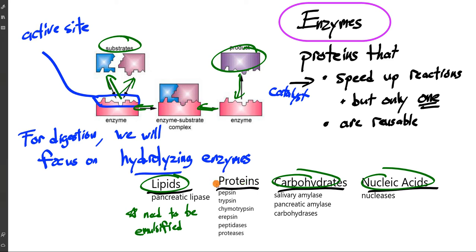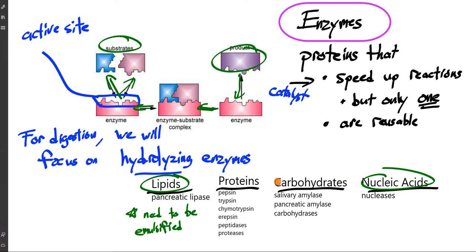For proteins, we have a bunch of proteins. We start this digestion in the stomach with pepsin, but there's also trypsin, chymotrypsin, erepsin, peptidases, and proteases. They all help to digest proteins and break them down into amino acids. Lipids help to break down, pancreatic lipase helps to break down lipids into triglycerides.